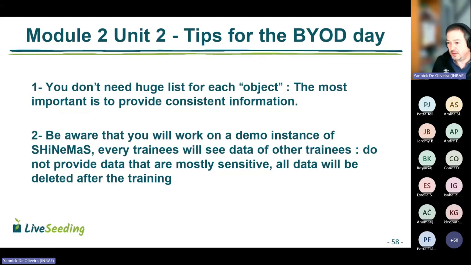What I mean by that is, bring some germplasm and locations that are consistent. That means bring the location where you grow your germplasm and your seedlots. Provide persons that are related to the location that you provide, etc. That is what I mean by consistent information.